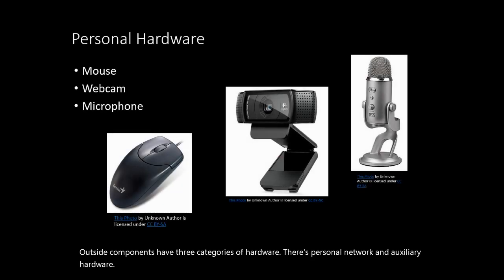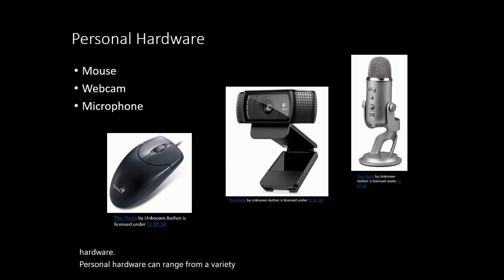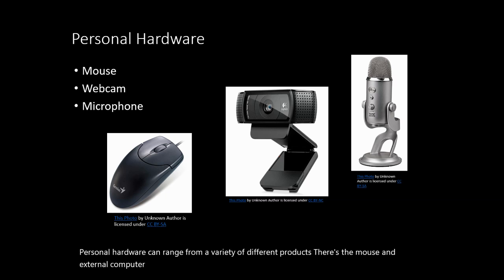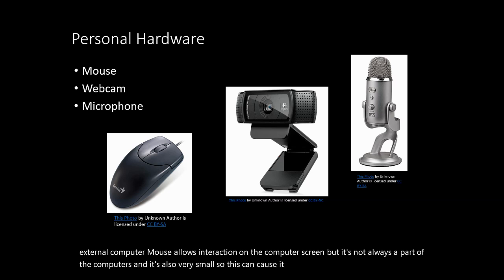Personal hardware can range from a variety of different products. There's the mouse. An external computer mouse allows interaction on the computer screen, but it's not always a part of the computer, and it's also very small, so this can cause it to get lost and damaged easily.